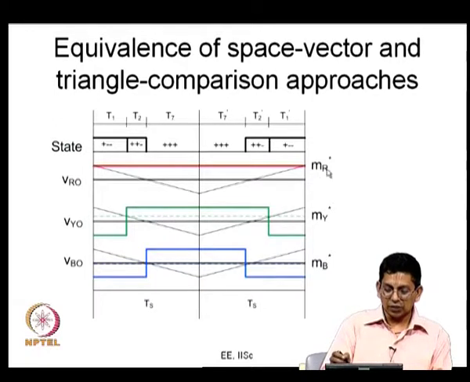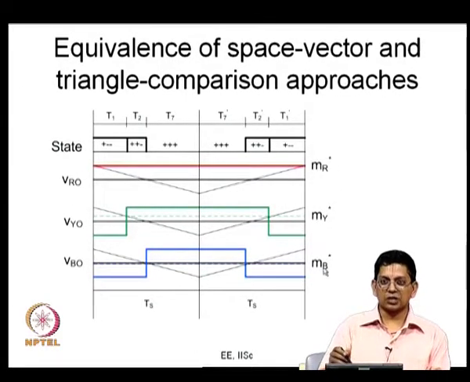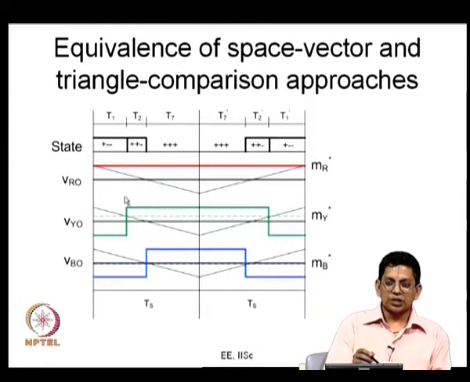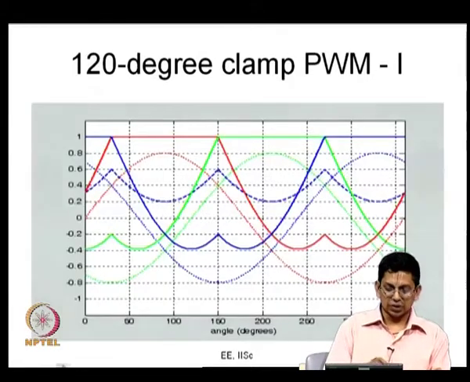And you can start with MR star, MY star and MB star, or you can start with MR, MY and MB and add a suitable common mode component. We do not know what it is exactly, but if you can find out, you can add that common mode component to get MR star, MY star and MB star, and you can simply compare with a triangular carrier. So, the switching instants can be determined either from the space vector point of view or from the triangle comparison point of view if you are using these sequences now.